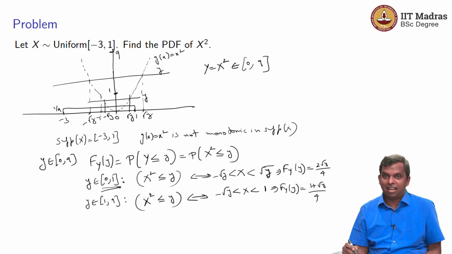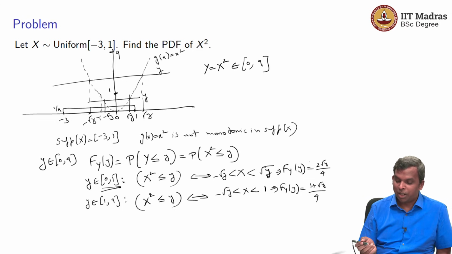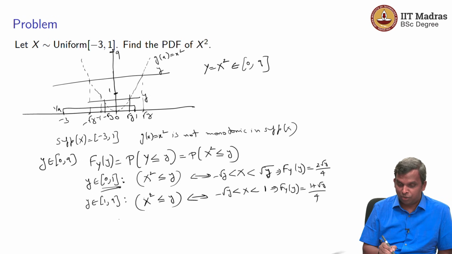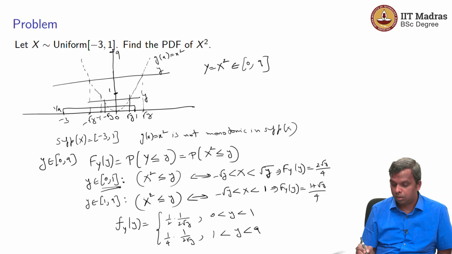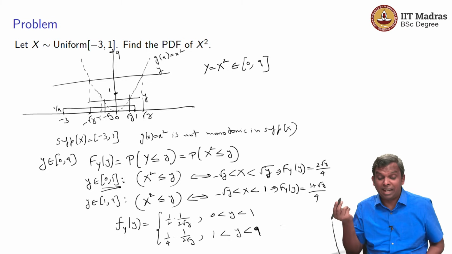This is the CDF, isn't it? If you were to do the PDF, you can also do the PDF if you like. If you were to do the PDF, you're going to get 1 by 2 times root y, that is 1 by 2 root y, for y between 0 and 1, and then 1 by 4 times 1 by 2 root y for y between 1 and 9. Okay, so this is the PDF for y.